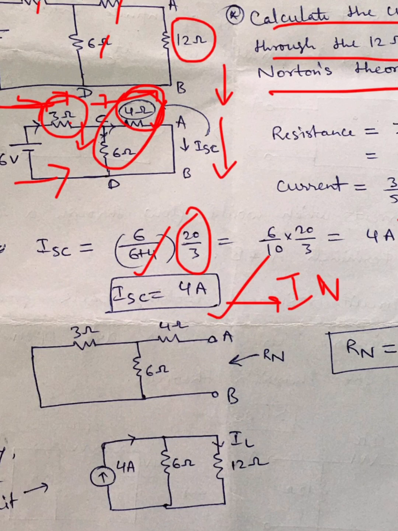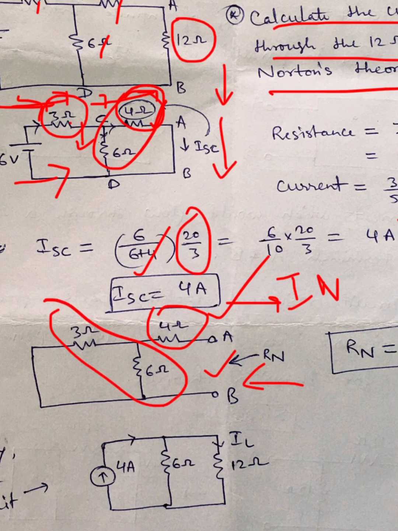Second thing is to find out the Norton equivalent resistance, which is Rn. So for this we will remove the load. These A and B terminals are open, and we will look back from this terminal. From this direction, as we see, the total resistance will be 4 ohm plus the parallel combination of 3 and 6 in series with the 4 ohm. So 4 plus 3 parallel 6.